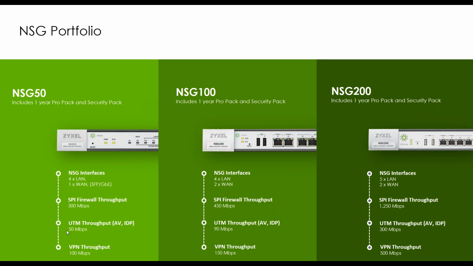And as you can see with the 200, it does contain, again, 2 WAN ports. It contains 5 LAN ports, and it will allow you a UTM throughput of 300 meg. So again, if you're looking at a broadband requirement of 100 to 300 meg, then the NSG200 is where you're going to want to go. If, however, on any of these units you are just looking for VPN setup, then the VPN throughput does also increase. So on the NSG200, you can get up to 500 meg, on the 50, 100 meg, and on the 100, 150 meg.